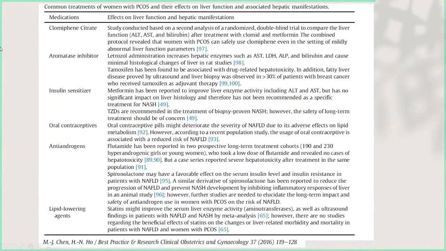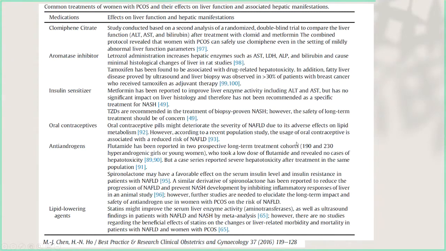The other thing in this population that one should be careful about is that common treatments for PCOS may have some impact on liver enzymes. Clomiphene could affect the liver enzymes, even in the setting of mild abnormal liver functions. Aromatase inhibitors, insulin sensitizers, of course, both metformin and TZDs will reduce it. Oral contraceptives might deteriorate the severity of NAFLD due to their adverse effect on lipid metabolism.